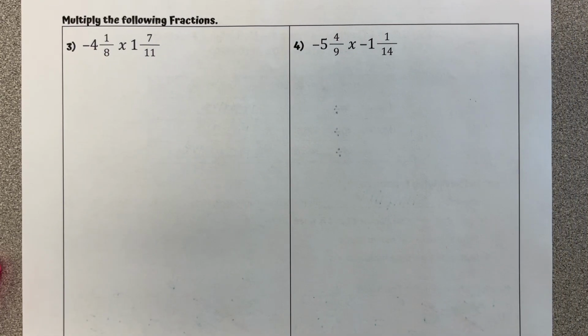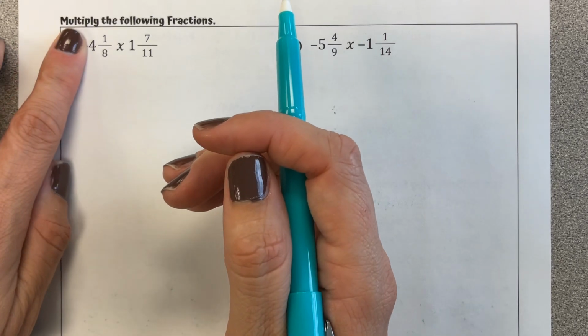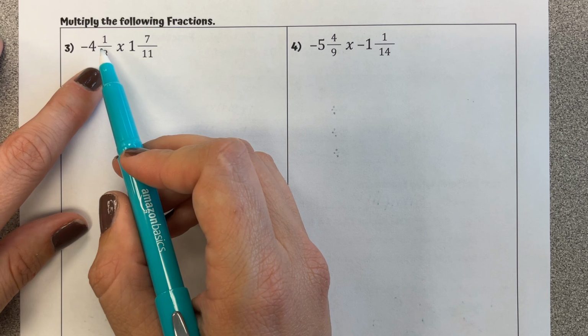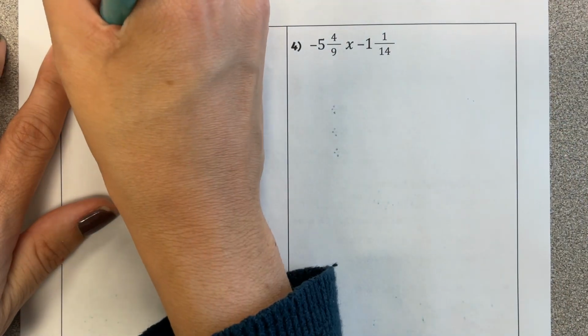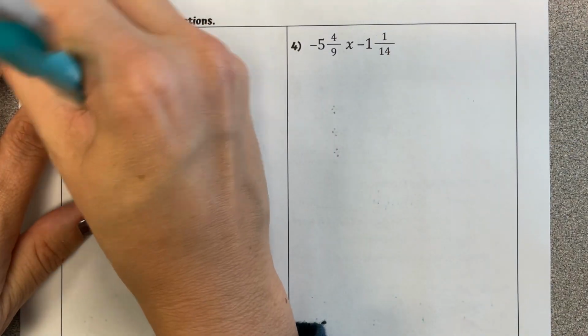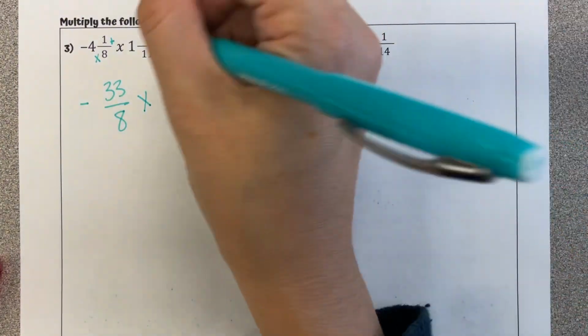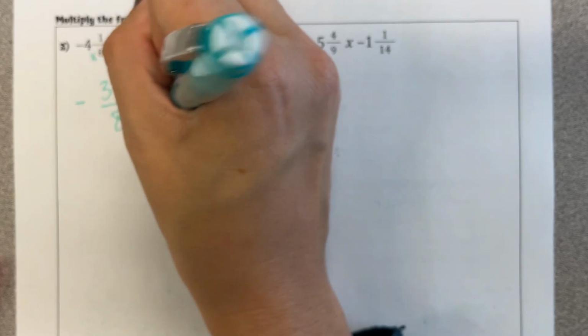Now we're looking at not just fractions, but mixed numbers. So when we are multiplying mixed numbers, we need to make them improper first. So I'm going to convert. When I'm making it improper, I'm ignoring my negative sign. I'm not doing negative 4 times 8 is negative 32 plus 1 is negative 31. No. Ignore the sign first as we convert. 4 times 8 is 32, plus 1 is 33 over 8. So we have negative 33 over 8 times, and then over here, 1 times 11 is 11, plus 7 is 18 over 11.